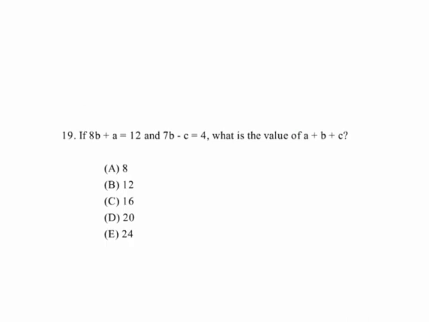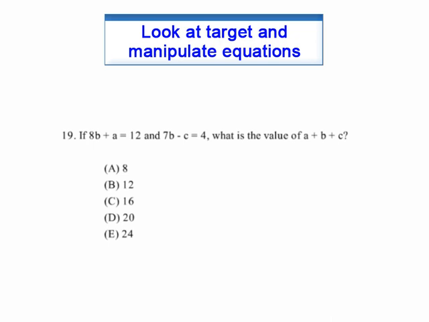Here we have simultaneous equations. Remember, we look at our target and then we manipulate our equations to get there. I want a plus b plus c. The two equations I'm given to work with are 8b plus a equals 12 and 7b minus c equals 4. Out of this I want to get a plus b plus c.